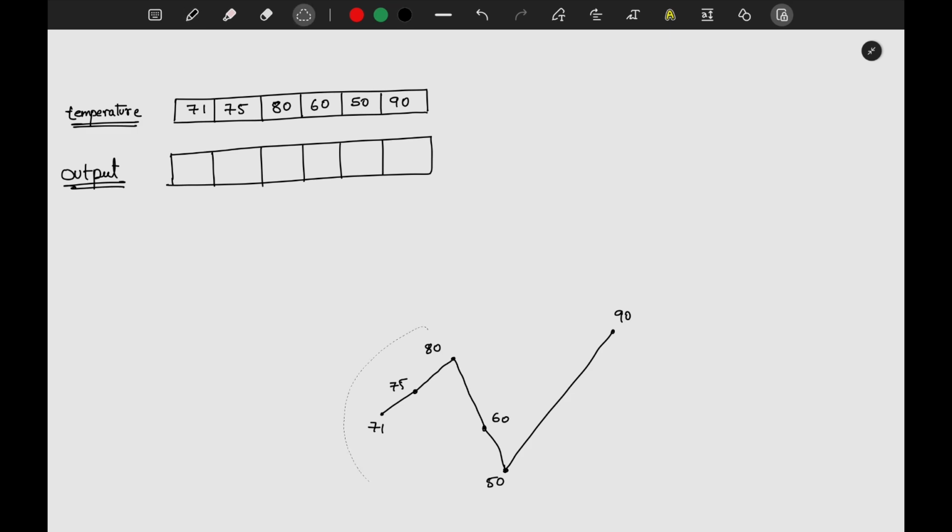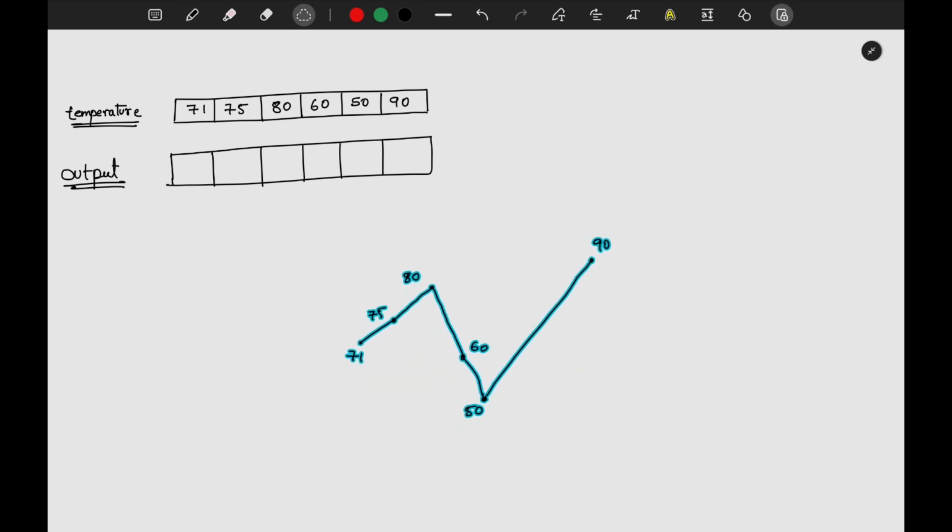So if you notice here, there are two types of line. One line is increasing and one line is decreasing, right? So this line is increasing and this line is also increasing, whereas this line is decreasing. So basically, our array is divided into two parts. Either the values are increasing or the values are decreasing.